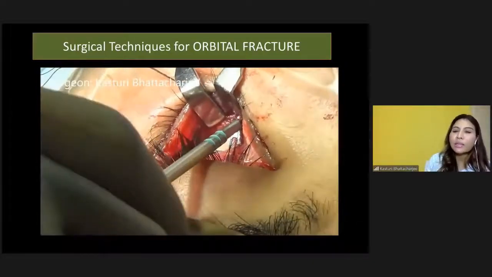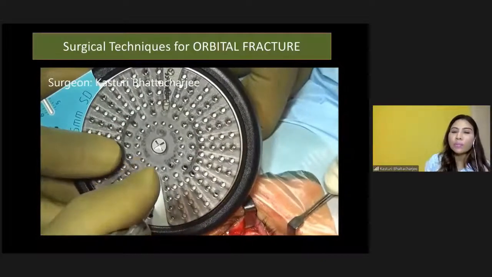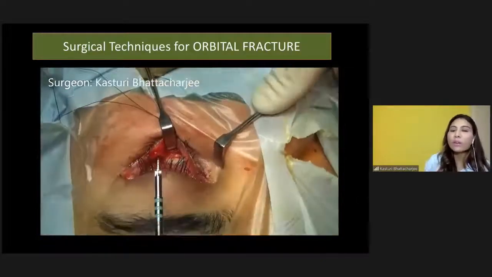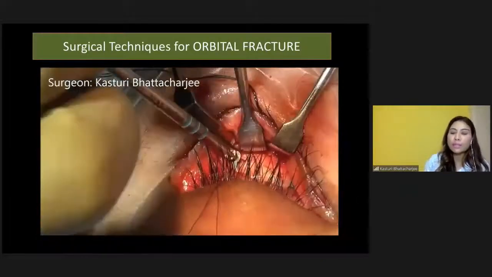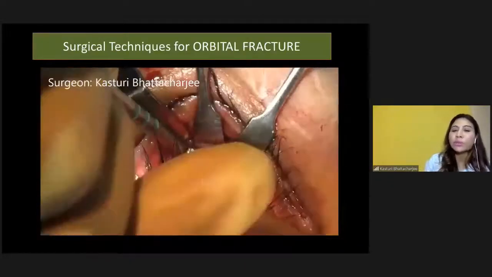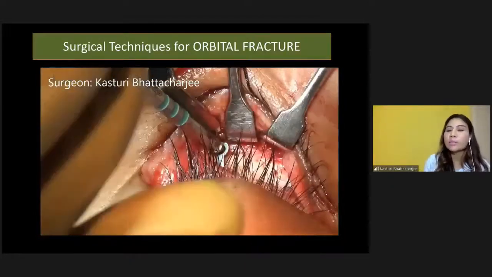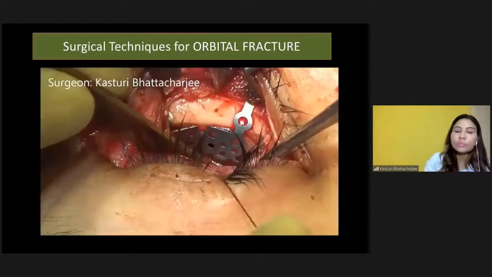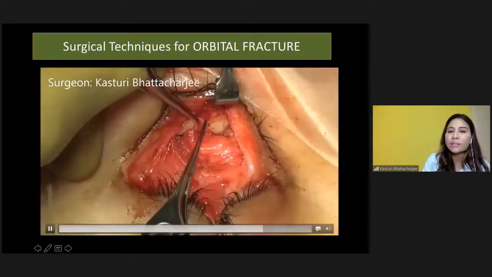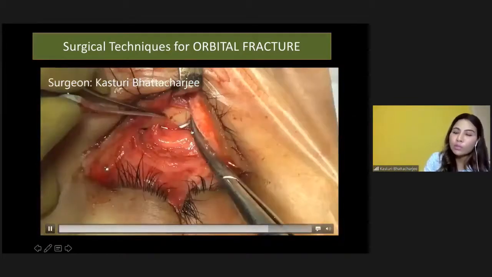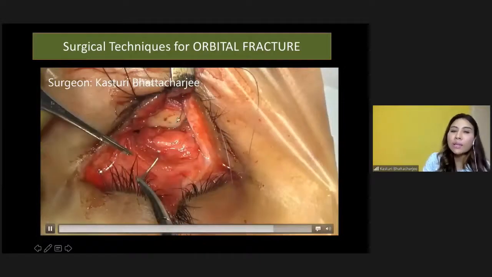So very nicely you can fix the screw, you can give the implant, and also for a very, very long follow-up period you will not see any extrusion or anything. These titanium implants are really good implants. So this is what you can see. This is a very simple way. Then you can close the periosteum, and sometimes I close the conjunctiva.